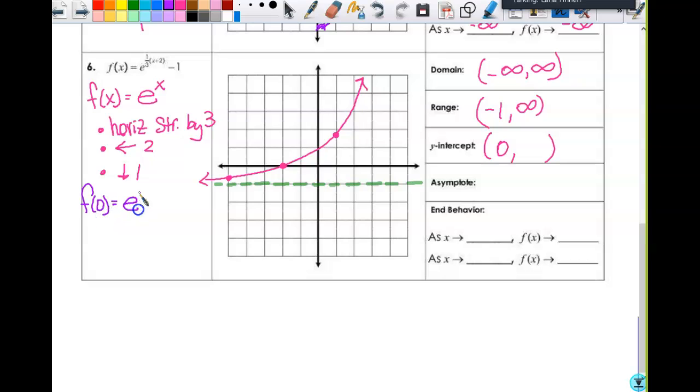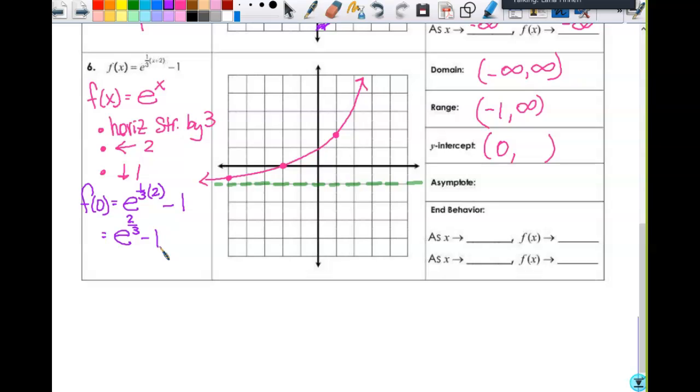equals e to the 1/3 power times 2 and then minus 1. So that gives me e to the 2/3 power minus 1. Do you have any clue off the top of your head what the value of e to the 2/3 power is? Nope, me either, okay? And you're not expected to. This is an exact form of an answer. This answer is what we want. We don't want you touching a calculator, okay?